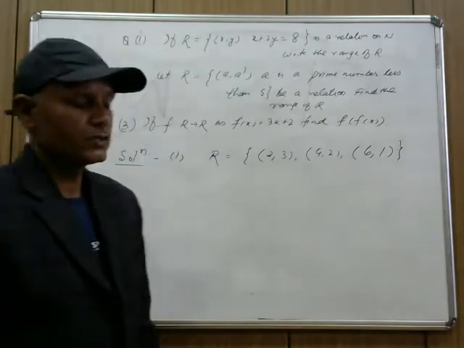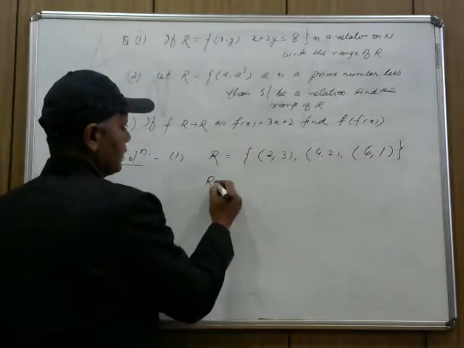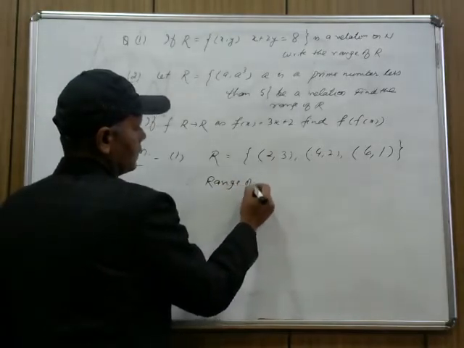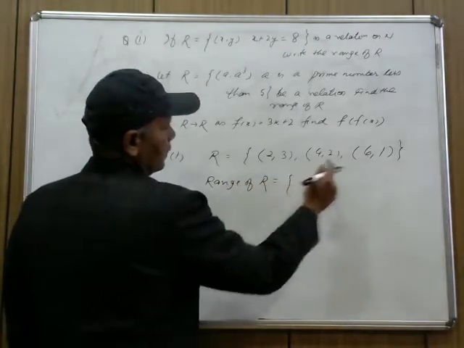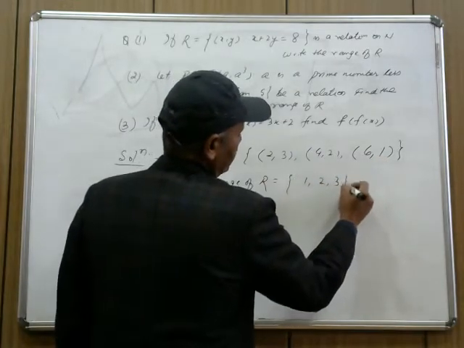Now it is very easy to find out its range. Therefore, the range of R is given as 3, 2, 1, or I can write 1, 2, 3. That is the answer.